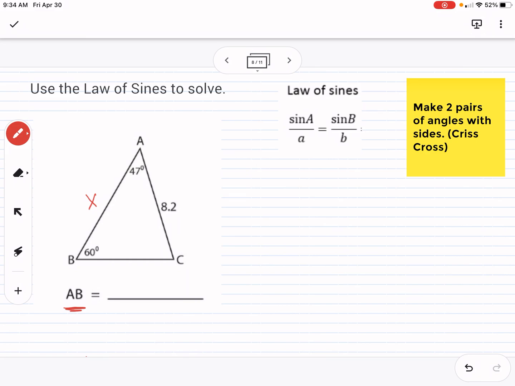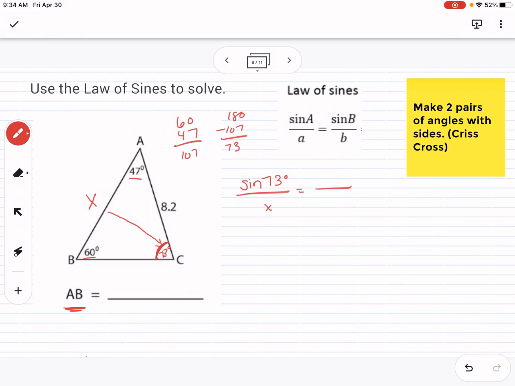And then when you're using law of sines, you want to pair an opposite side with an opposite angle. So I would pair this with the angle across from it, which is angle C. Since I don't know it, I'm going to have to add 60 plus 47, and subtract that from 180. That comes out to 73 degrees. So I'm going to plug in sine, your angle goes on top, over x.